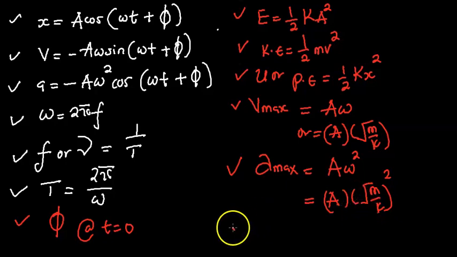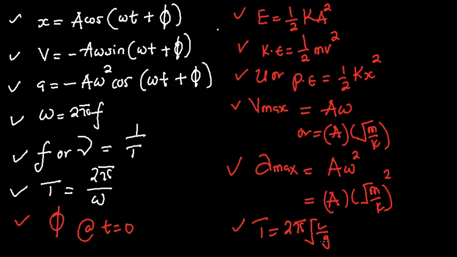Next thing we have on the list is the time period of a pendulum. The time period of a pendulum is denoted by T, which is equal to 2 pi into square root of L divided by g. This formula gives the period of a simple pendulum, where L is the length of the pendulum, and g is the acceleration due to gravity.